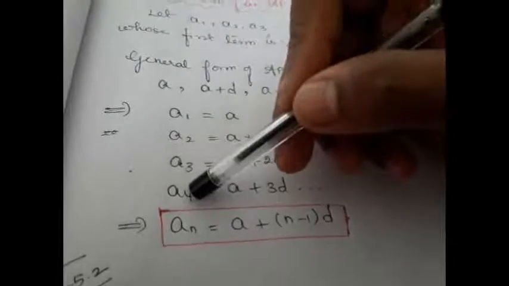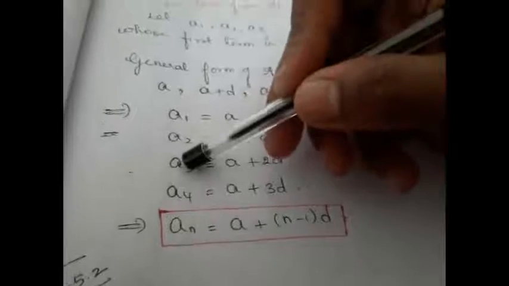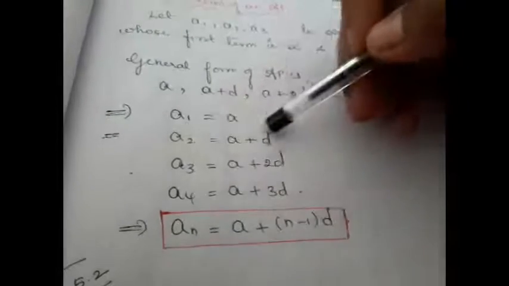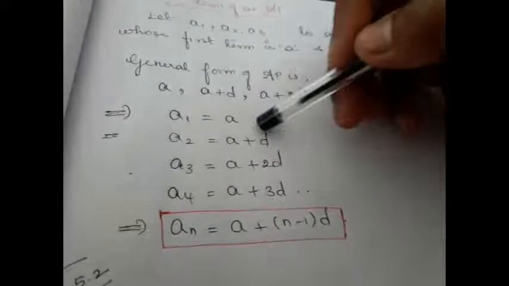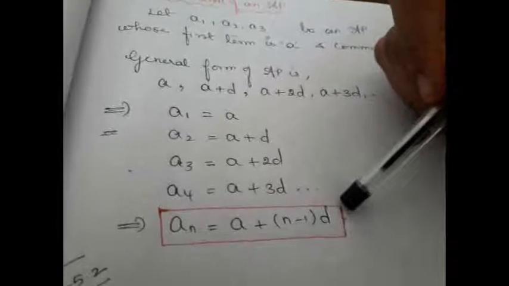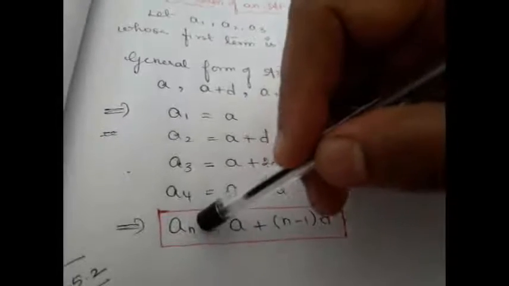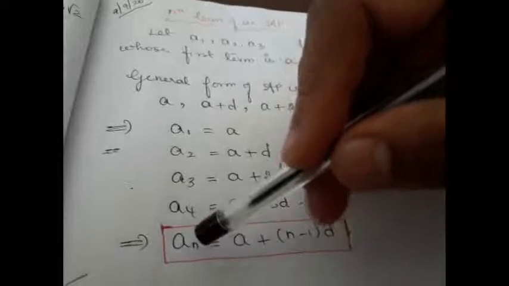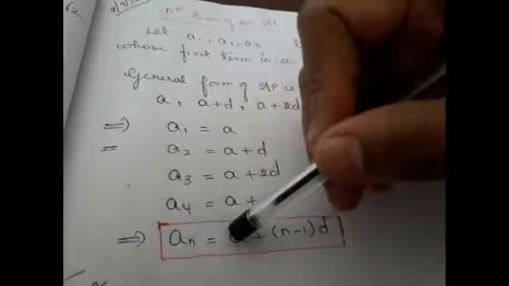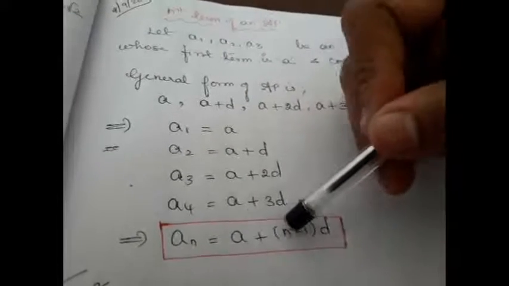When you have 4, you have 3 here. When you have 3, you have 2 here. When you have 2, you have 1 here. When you have 1, you have 0 here, right? Which is nothing but n minus 1 times D. So don't forget, the formula for finding the nth term of an AP is AN equals the first term plus n minus 1 times D. Now, let us solve problems based on this.